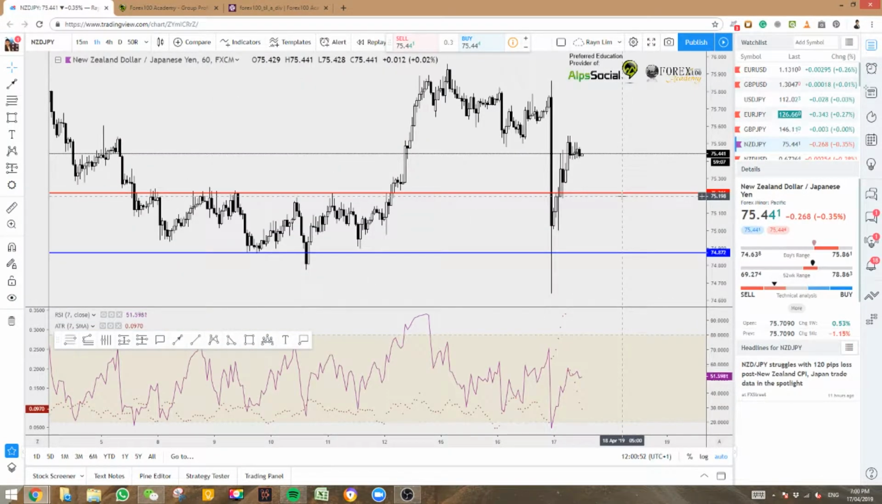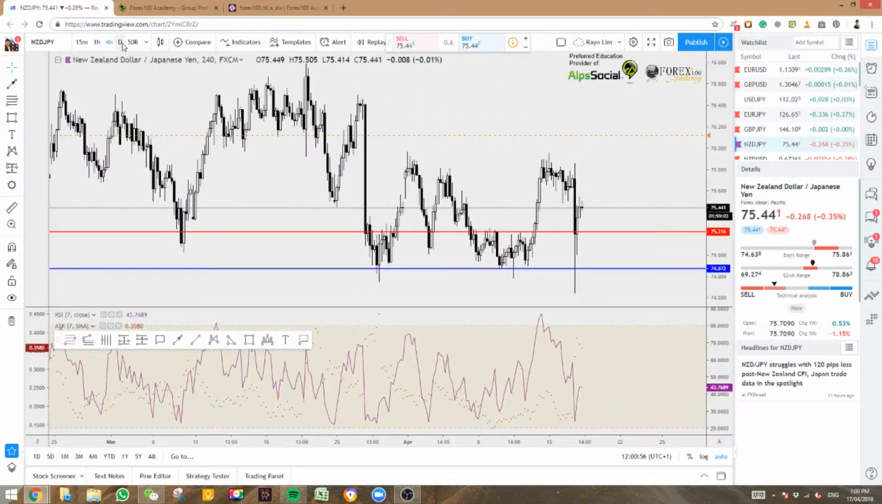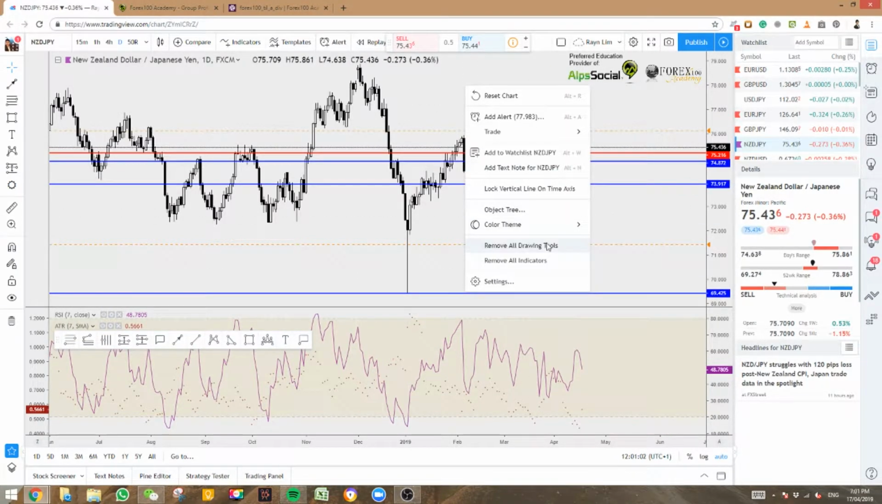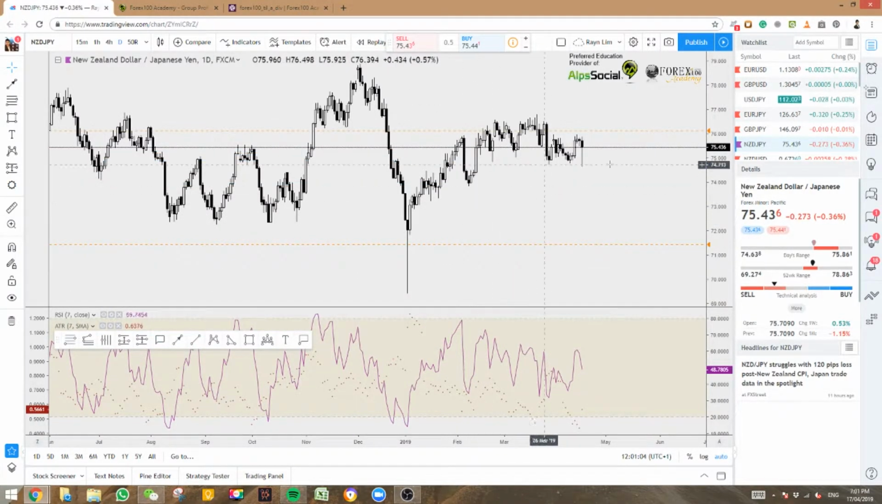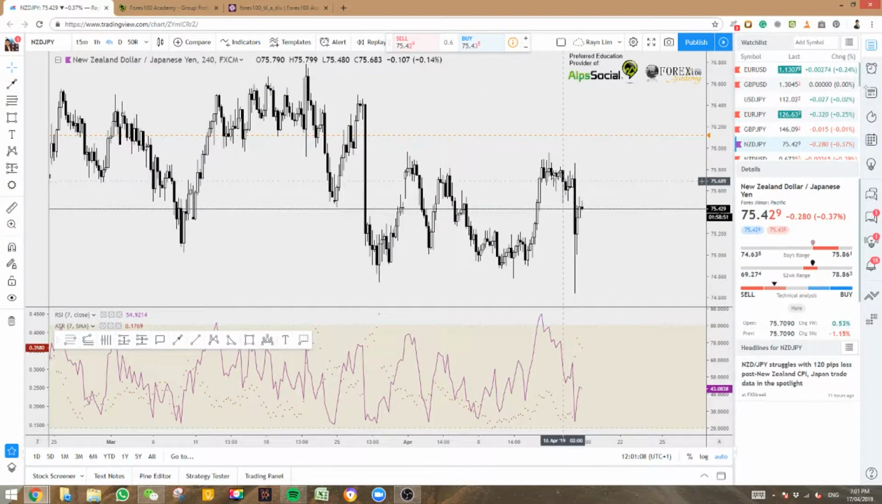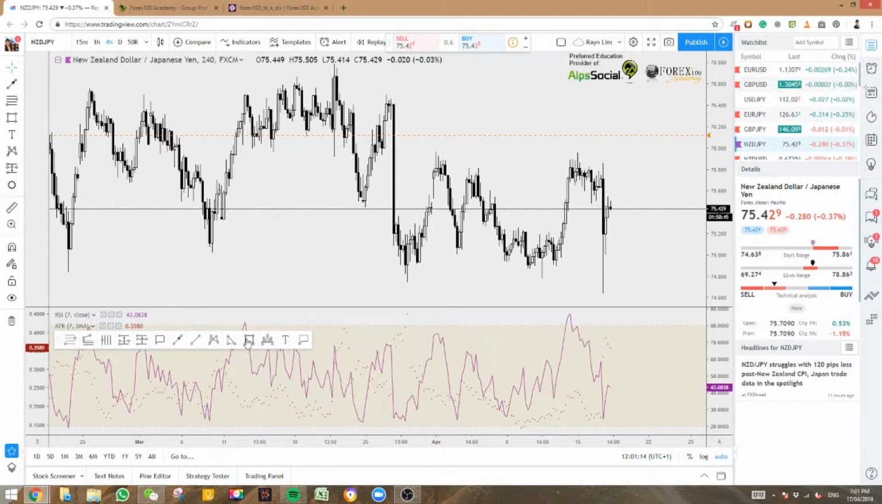To the 1-hour chart, this is what I have. Back to the daily chart, let's run through again. So for me, these lines are no longer important. I'll just remove all drawings. To the 4-hour chart. Okay. On the 4-hour chart, I do see a sell zone. Are you able to spot it right now?